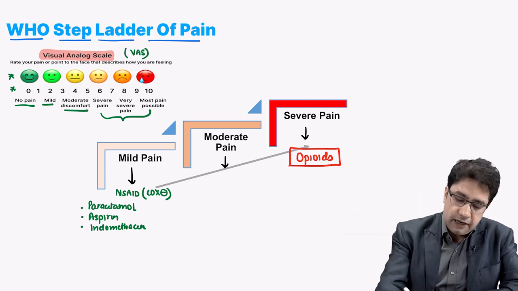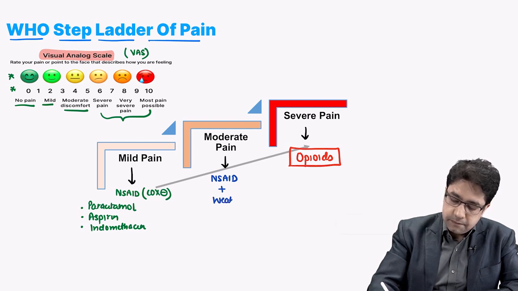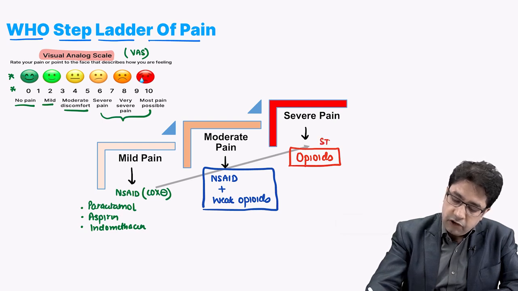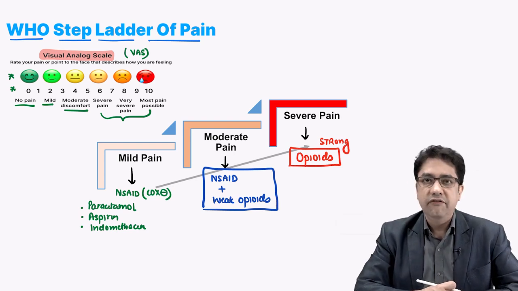Now what about moderate pain? In moderate pain, we can combine NSAIDs with some weak opioids. So we can give a combination of NSAIDs with a weak opioid, and in severe pain we prefer to give a strong or very effective opioid for severe pain.